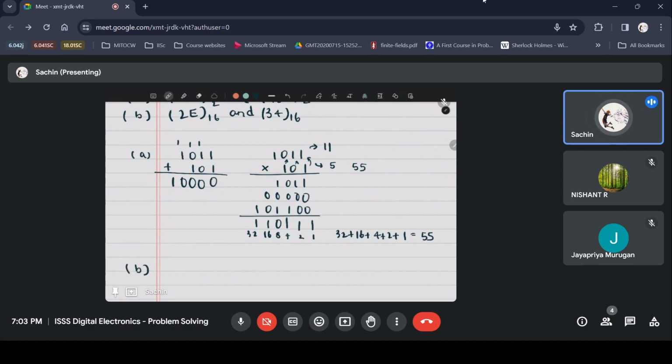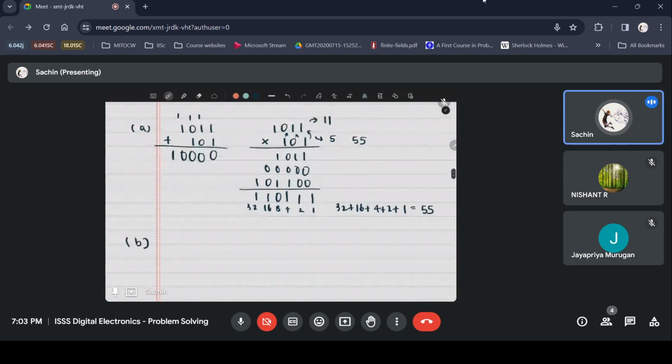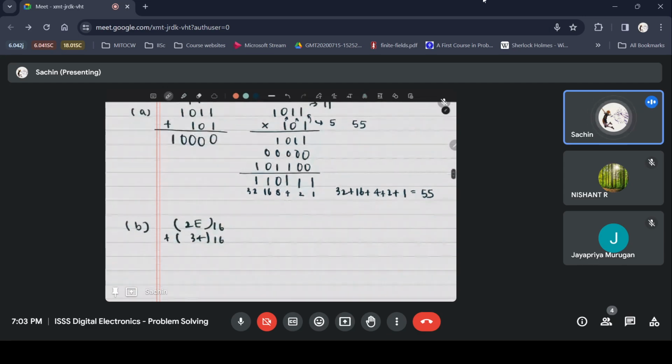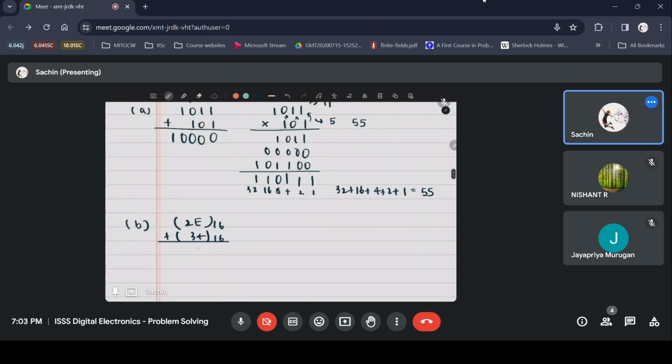Alright, they have asked the same thing in hexadecimal. 2e base 16 plus 34 base 16. E is 14. 14 plus 4 is 18. That will be 1, 2. Carry over the 1. 3 plus 2 plus 1, 6. And you can check, 2e is what number? It's 46. 3, 4 is 52. Sum should be 98. This is 16 times 6, 96, plus 2, it's 98.